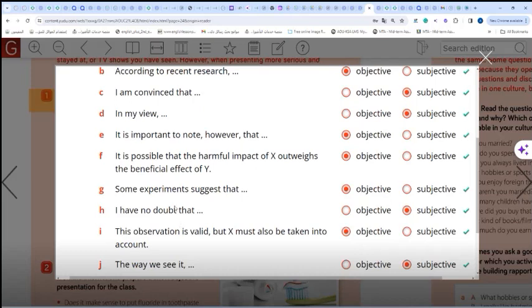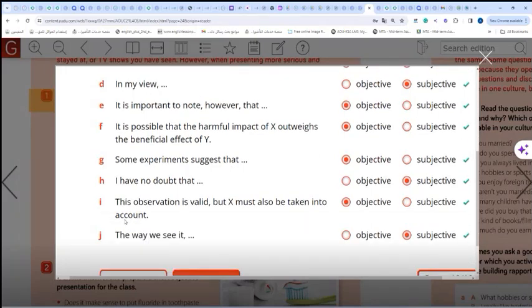Some experiments. This observation. Some experiments suggest that. Great. What about the next one? The next objective one. This observation is valid, but X must also be taken into account. He didn't say I or we or anything like that. So it's an objective argument.